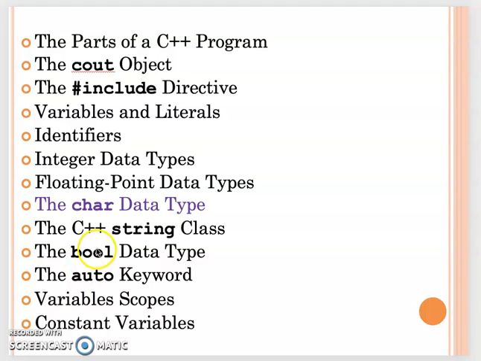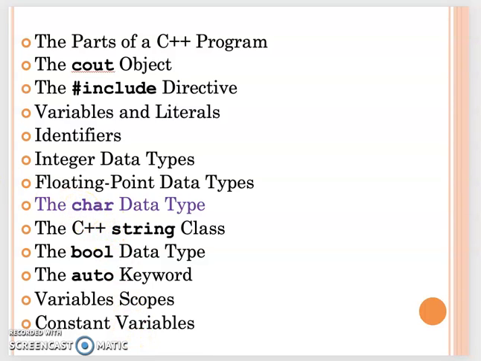Let's continue to the second part of our chapter 2. In the next 3 videos, the first one I will talk about more data types. We introduced the integer data type and the floating point data type. The next one we will talk about the char data type, the string data type and the bool data type. Then in the other 2 videos, we will talk about the auto keyword and some other related information about variable scope and constant variables.